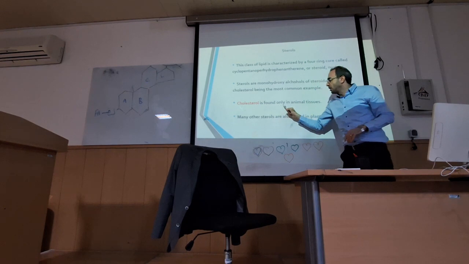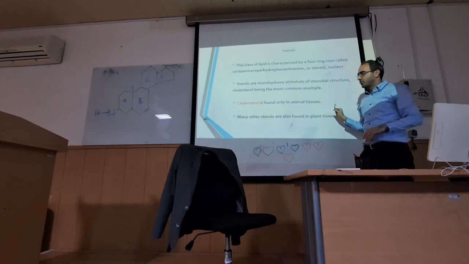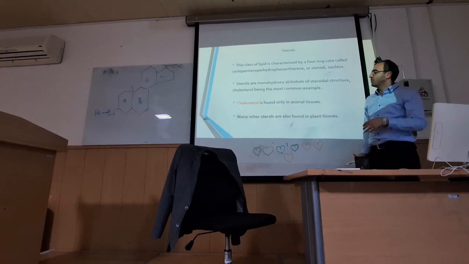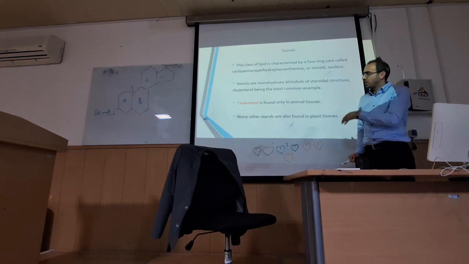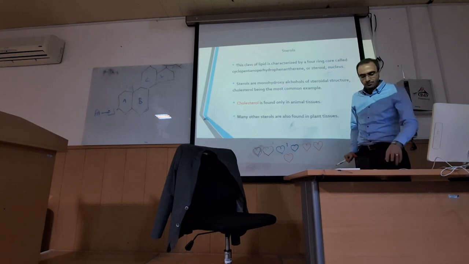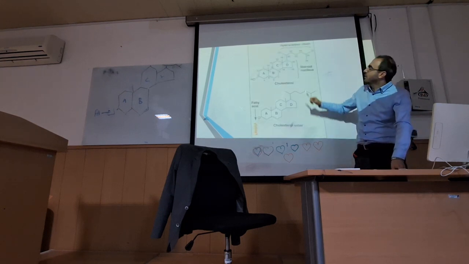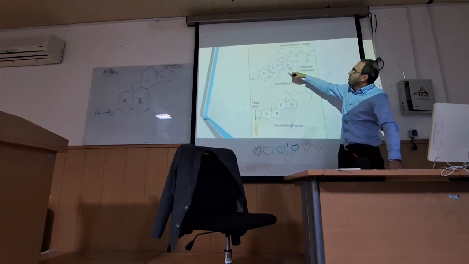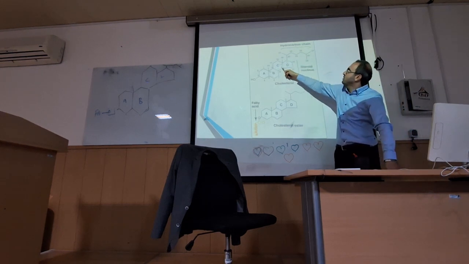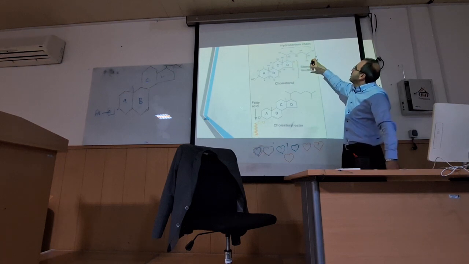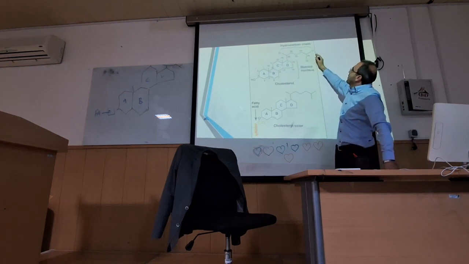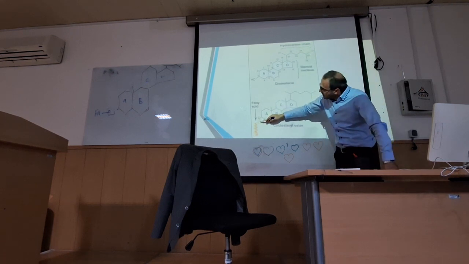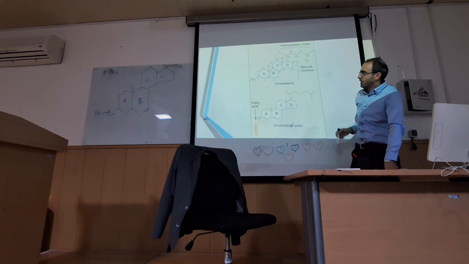Cholesterol is found only in animal tissue. We have another kind of steroid in plants. In the next slide, we will talk about them. So, here is the main steroid nucleus A, B, C, D, and the number of carbons in cholesterol is 27. When we add a fatty acid here, it becomes cholesterol ester.